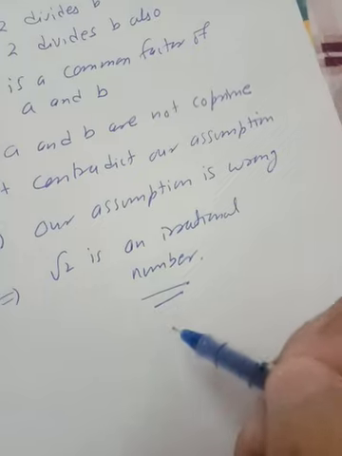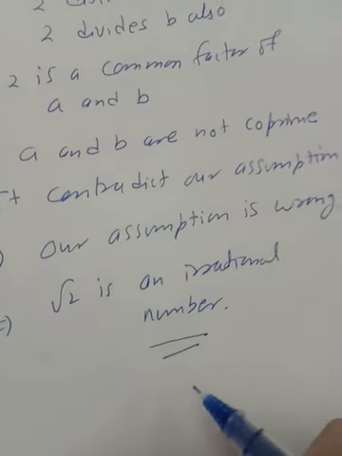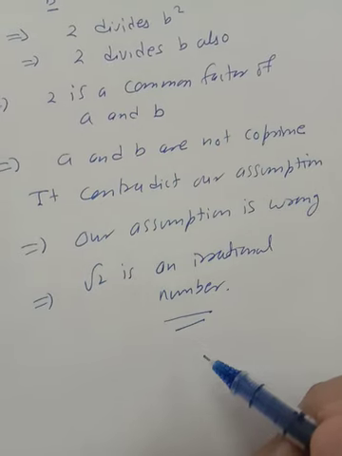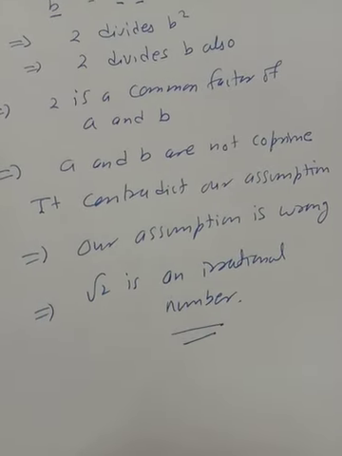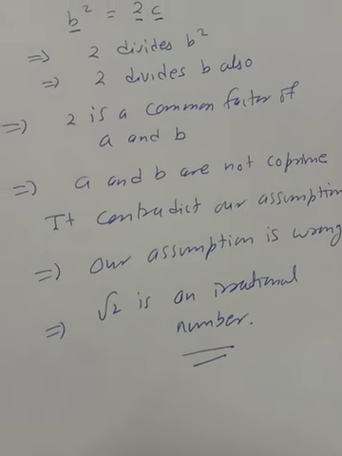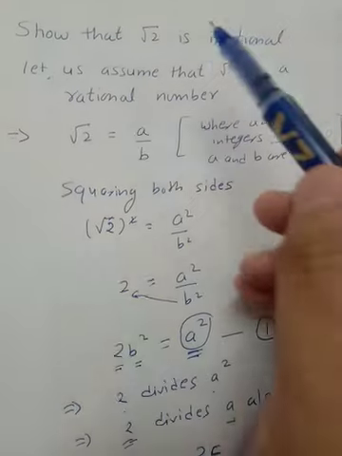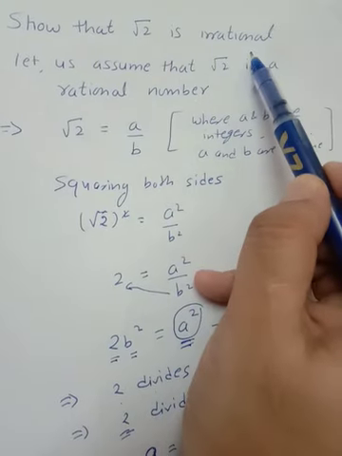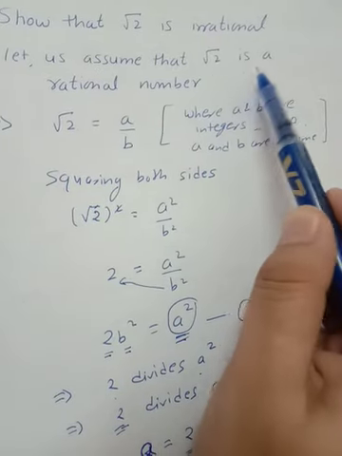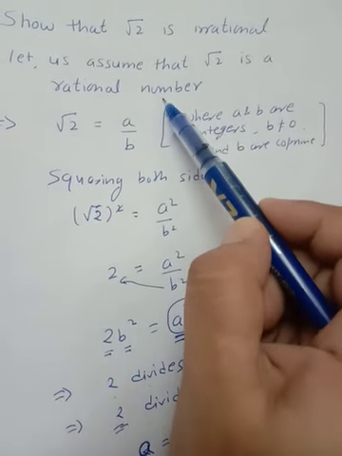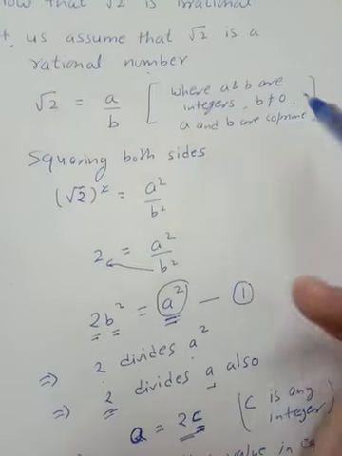So this way you can prove any number, root 3, root 5, root 7, whatever number you will get, the procedure will be the same, only the number and the square change. One more time I am explaining, you can observe it again. The question you will get is that root 2 is an irrational number. So you are going to assume that root 2 is a rational number. And we all know a rational number can be written in the form of a by b.